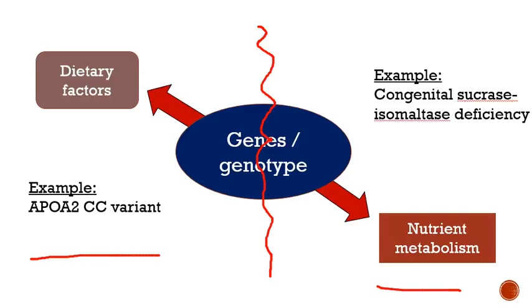So in nutrigenomics, what we're looking at more so is really an interplay between the gene makeup, so maybe a little difference in the gene or a variant in the gene, and some type of nutrient. An example that I have listed here is the ApoA2 gene, and we'll talk in a minute about exactly what that means in terms of the terminology. What does ApoA2 CC variant mean?